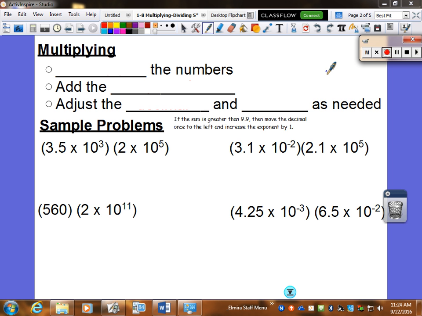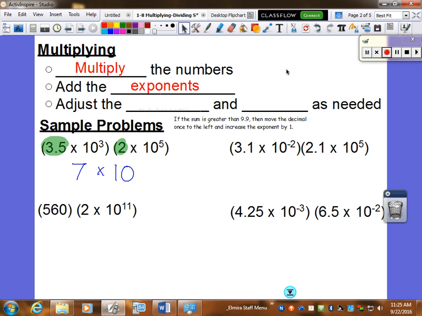You can always just type everything into the calculator, but sometimes these shortcuts are a little bit faster when they work. Okay, so the shortcut is to multiply the two numbers. So 3.5 and 2 would multiply together to be 7. Then I'd bring down my times 10, and to get my exponent, I just add the two exponents. So 3 plus 5 equals 8.